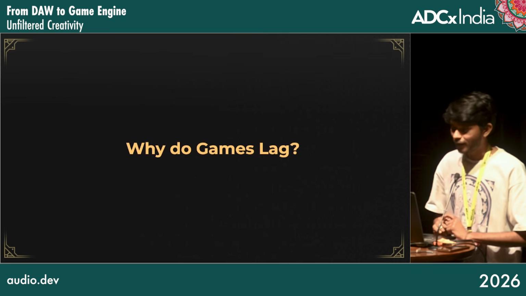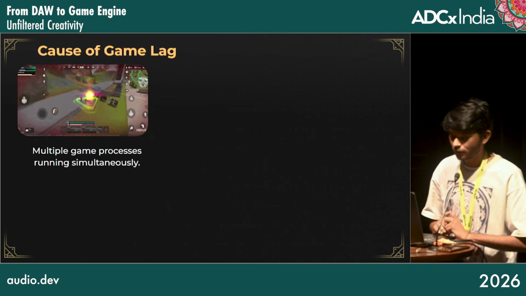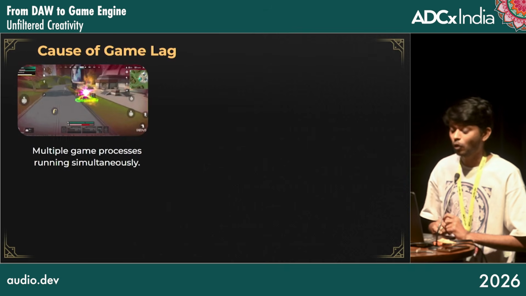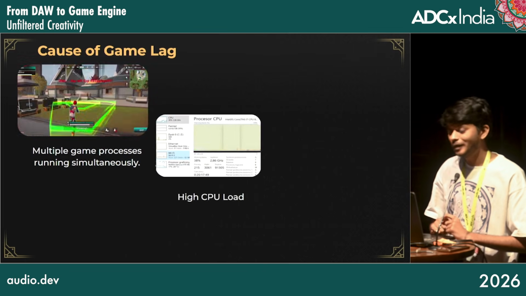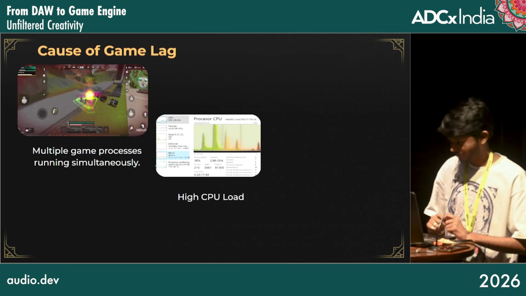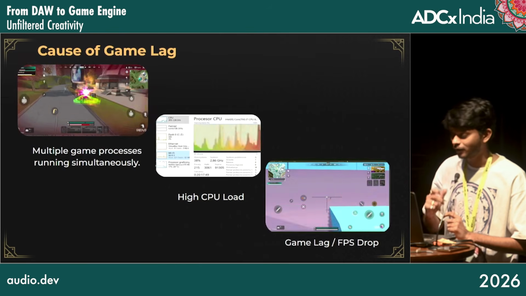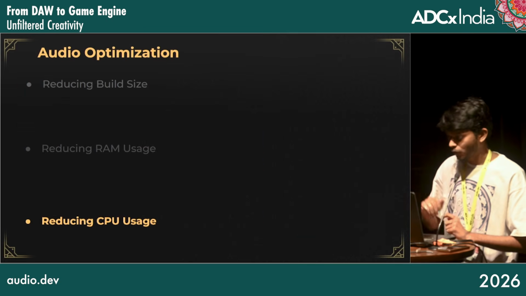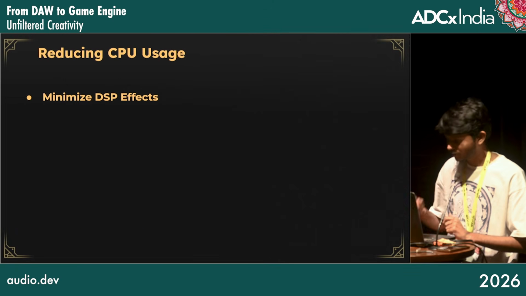Now let's study why do games lag. Multiple game processes like VFXs, SFXs, and a lot of complex calculations running simultaneously will lead to a high CPU spike. And due to this, your game starts lagging, device heating issues are there inside the game, and stuttering issues. To solve this, we have to reduce CPU usage.